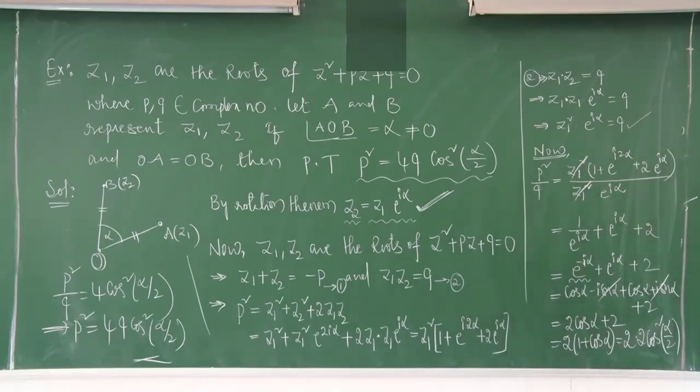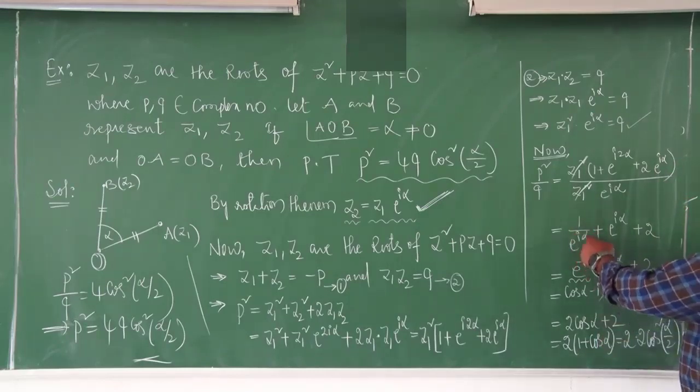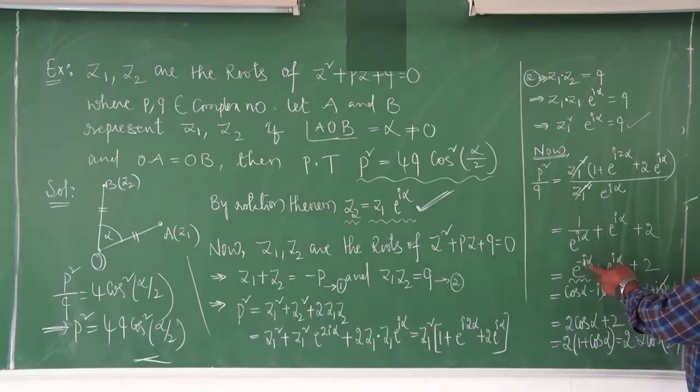Now I take e power i alpha common, otherwise divide with e power i alpha. 1 by e power i alpha plus e power i2 alpha by e power i alpha means e power i alpha, plus e power i alpha by e power i alpha, which is 2. Now 1 by e power theta means e power minus theta. So I get e power minus i alpha plus e power i alpha plus 2.